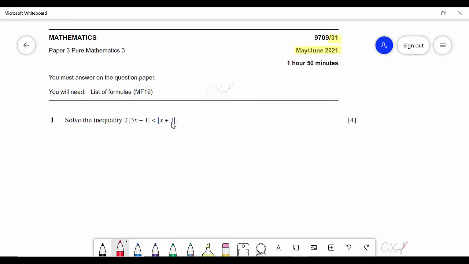For this kind of question, when I have the modulus function on both sides, usually when I want to solve it, I will square both sides, which means I will square the whole inequality. So I have 2 squared multiplied by (3x minus 1) squared, smaller than (x plus 1) squared. Then of course you try to expand everything.